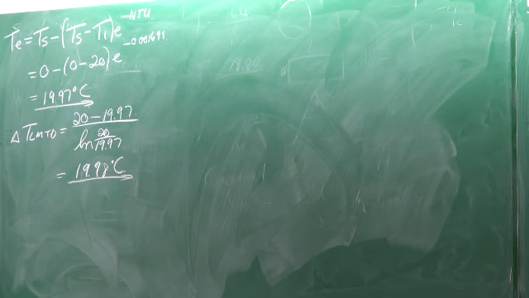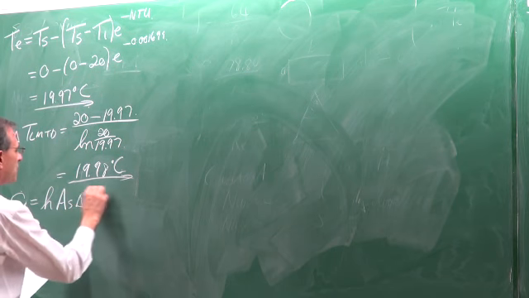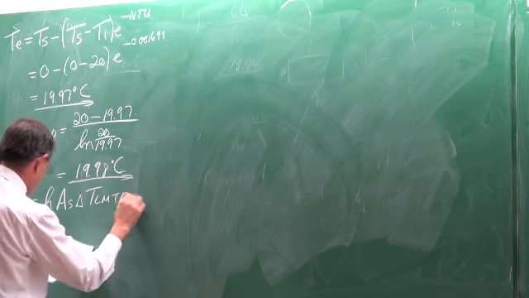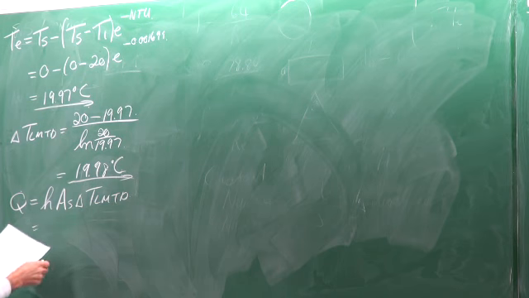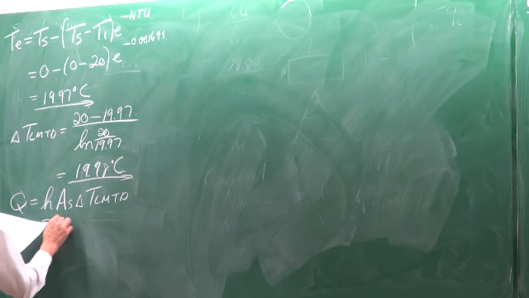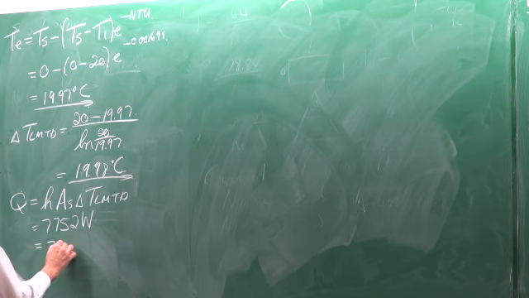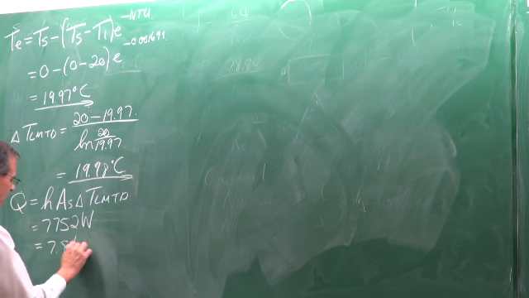Now we can calculate the heat transfer rate. It's equal to the heat transfer coefficient multiplied by the surface area multiplied by LMTD. We've got the heat transfer coefficient, the surface area and the LMTD. If we go and calculate it now, it is 7752 watts, or the engineering answer, 7.8 kilowatts.